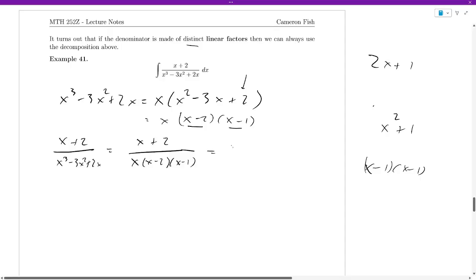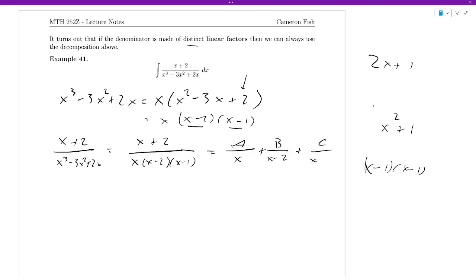I can write down that this is a over the first factor plus b over the second factor plus c over the third factor. And that decomposition will always work. By the way, I might use this word: this thing on the right is the partial fractions decomposition of the left-hand side. Just like before, we would do some algebra to solve for a, b, and c. I'll just sketch that quickly and let you try that if you'd like to.